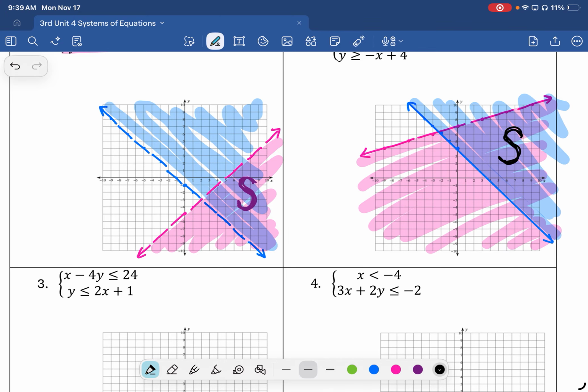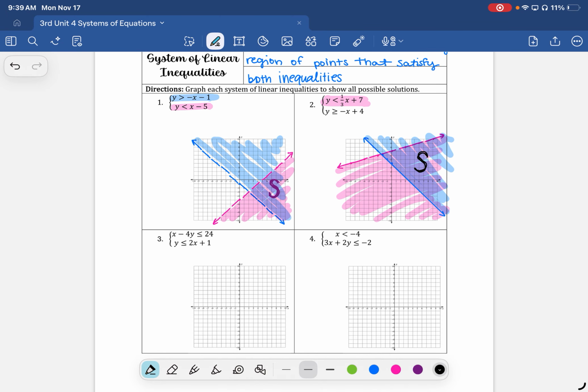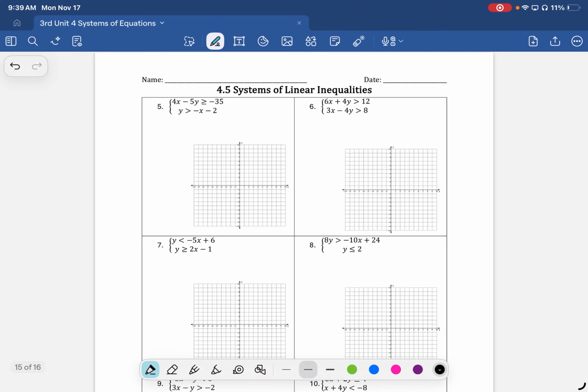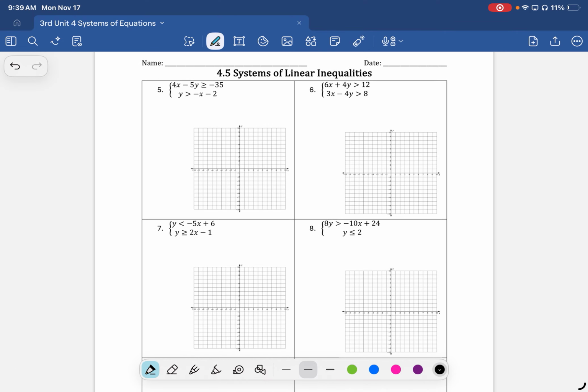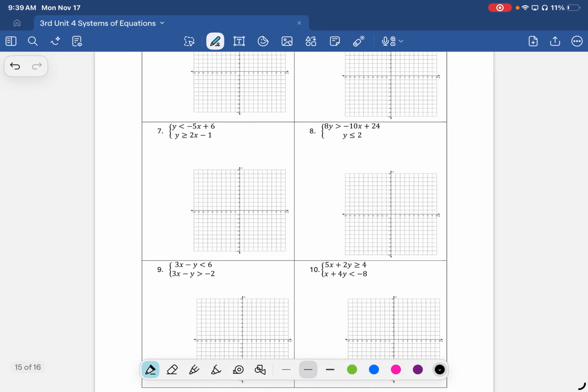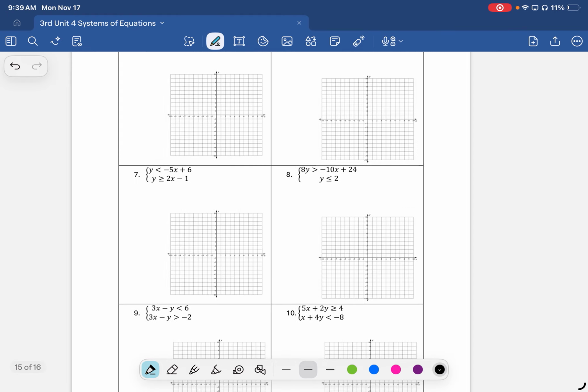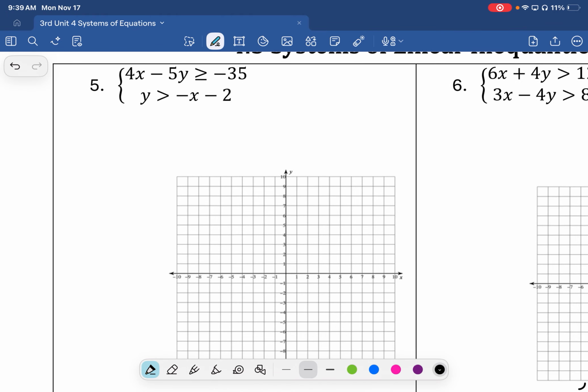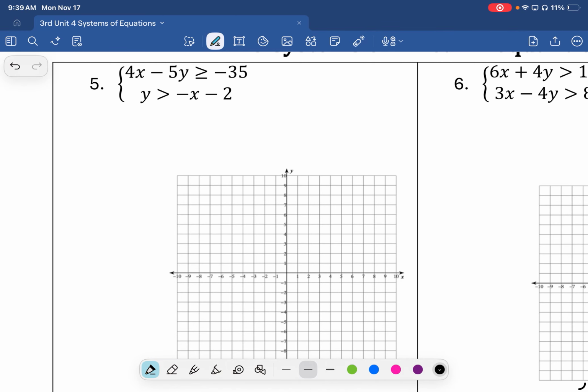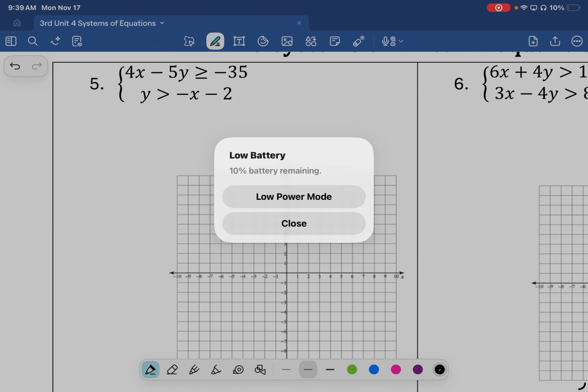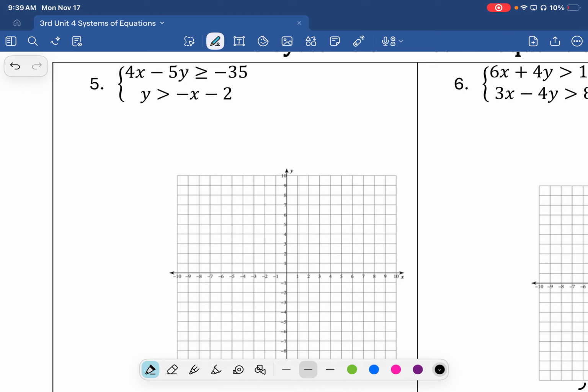We're going to flip to the next page, and we're going to do 5 and 6 together, and then y'all are going to finish it. All right. So for number 5, we're going to start with that first equation.